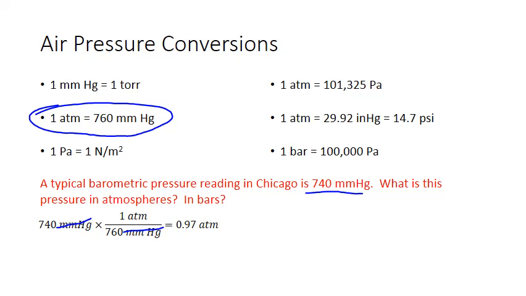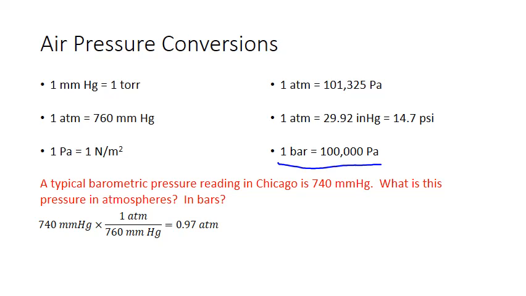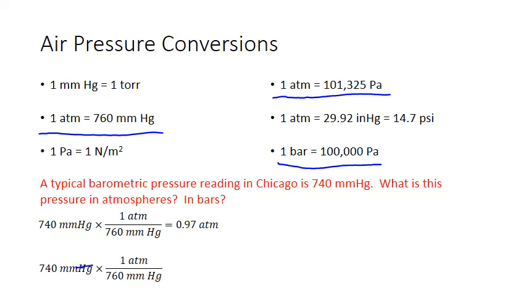You can do more complicated conversions as well. For example, to convert into bars, we don't have any direct conversion factor that relates bars to millimeters of mercury. Instead, we have one that relates to pascals, and then we have a relationship between pascals and atmospheres, and a relationship between atmospheres and millimeters of mercury. So we have to use all 3 conversion factors. We start at the same place, 740 millimeters of mercury, and we set up with the same conversion factor to begin with so that our millimeters of mercury cancel out, and we have a new unit of atmospheres.